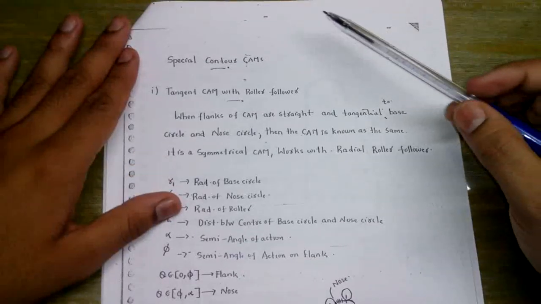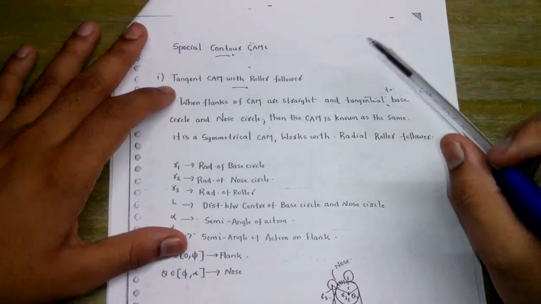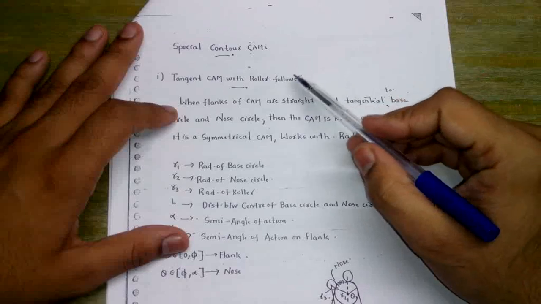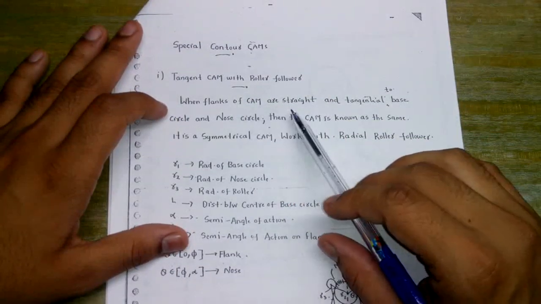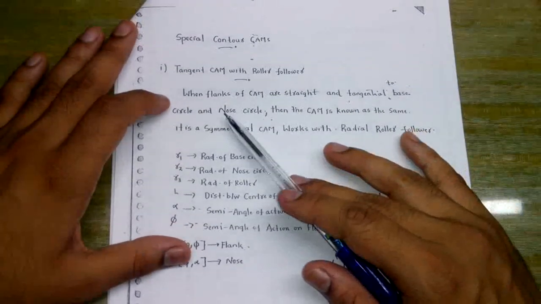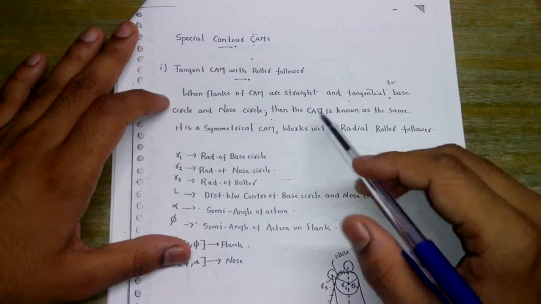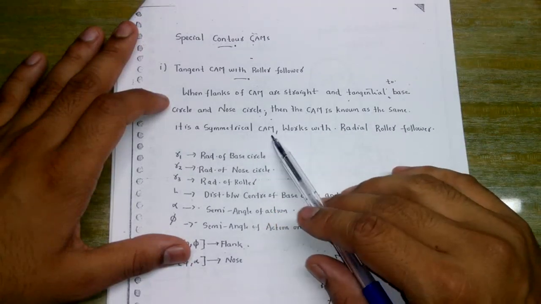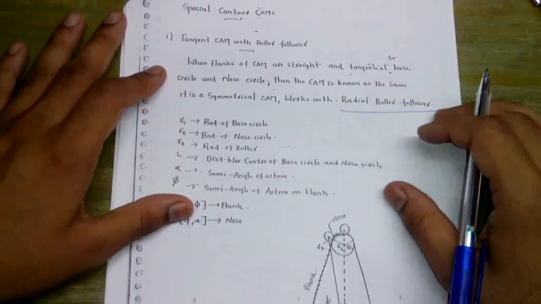Now we will discuss some special contour cams, and in the special contour cams we first have the tangent cam with roller follower. Here the shape of the follower would be like a roller. When the flanks of the cam are straight and tangential to its base circle and the nose circle, then the cam is known as a tangent cam. It is a symmetrical cam and works with the radial follower or radial roller follower.